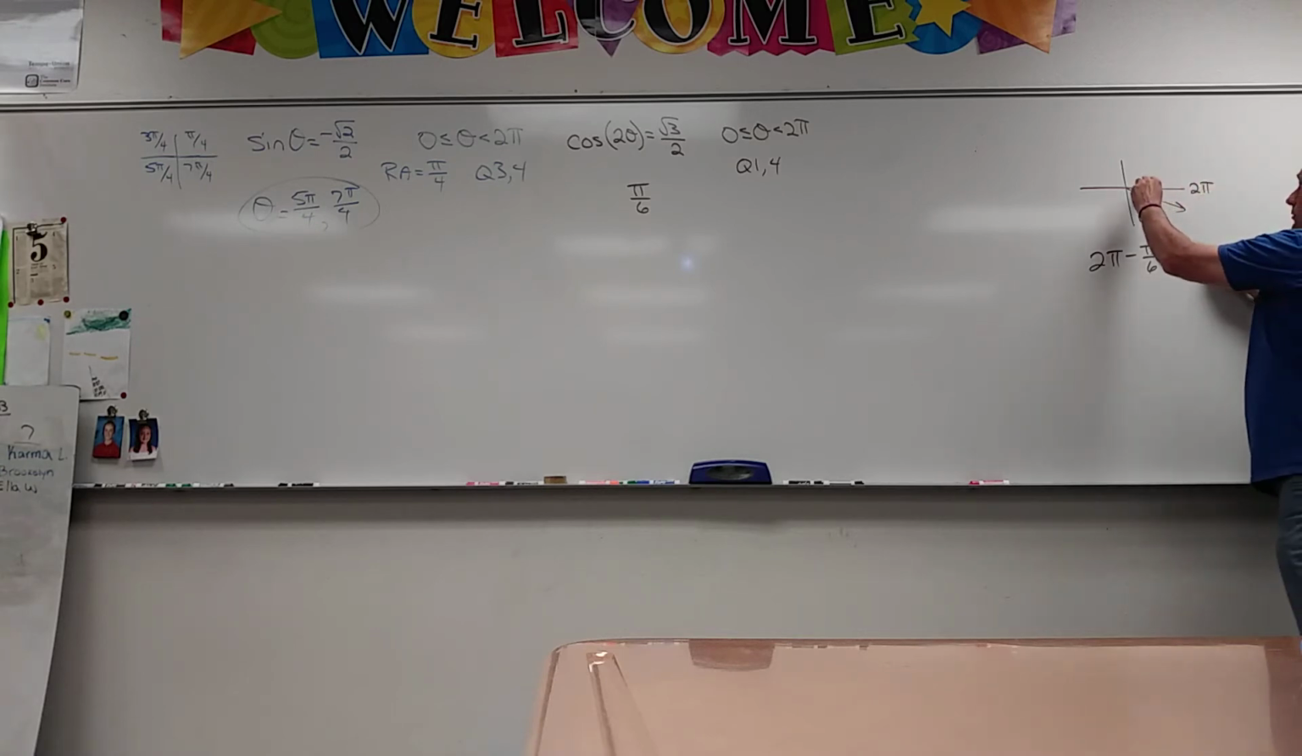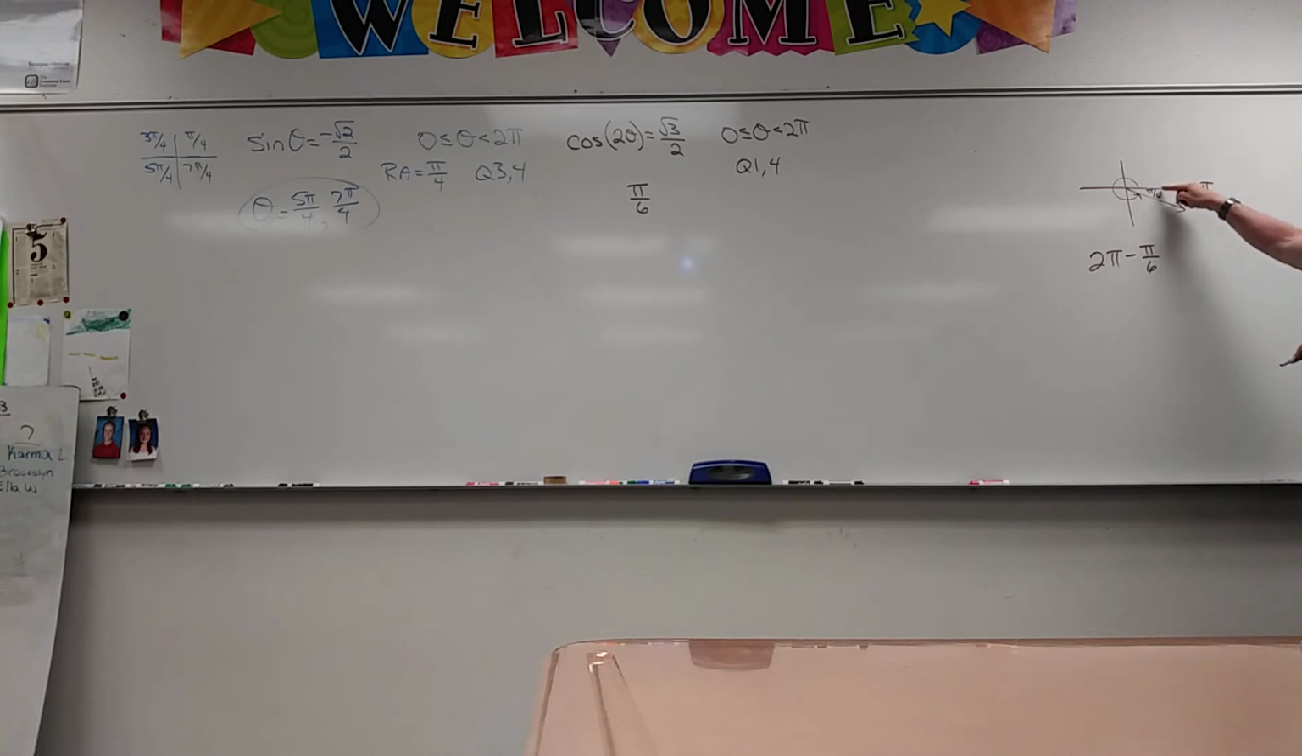So if we're doing this angle, it would be 2 pi, but it's just pi over 6 short of it. So 2 pi minus pi over 6. Now, we need to get used to how to deal with this.